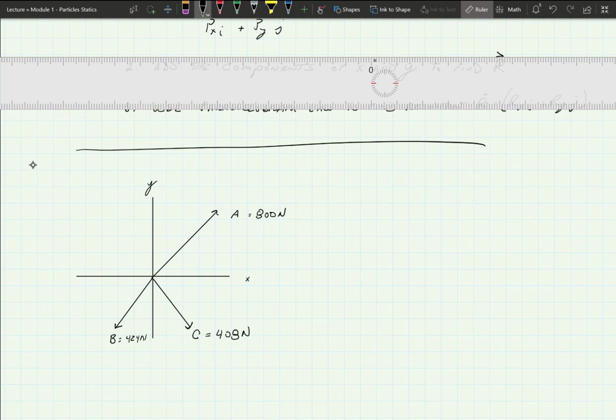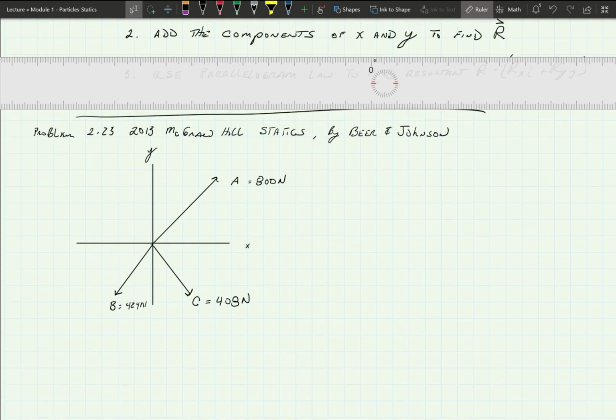All right. And just to be a good steward of using the Beer and Johnson book, this is problem 2.23 from 2013. Okay. Just so you know where the problem came from. It's always good to let everybody know where you're getting them from.